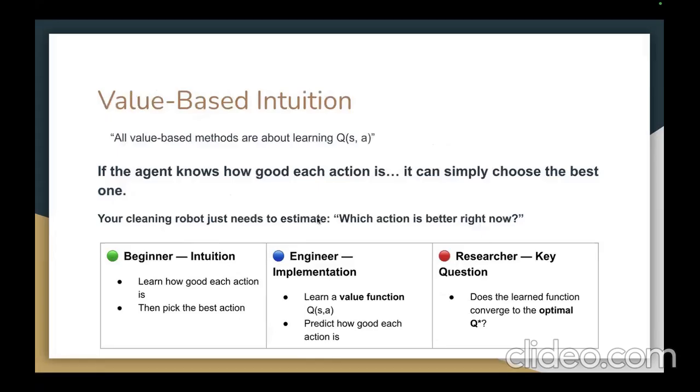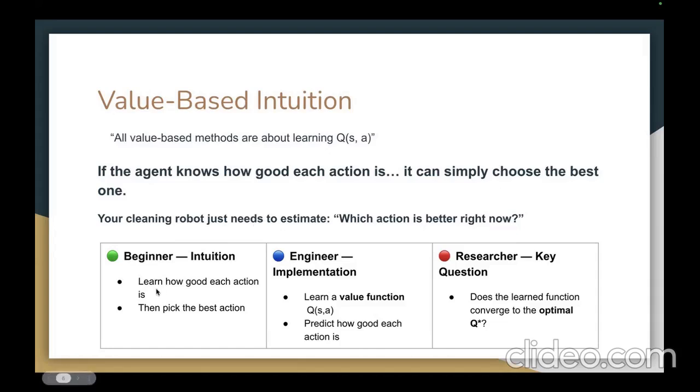And so, what is the intuition behind value-based methods? The key idea is that we typically want to learn a Q function. Basically, we try to estimate how good a state-action pair is. And the core idea here is that if the agent knows how good each action is, it may simply choose the best action. Your robot may just need to know what action is best right now. And that's it. So the problem becomes how can we estimate how good an action is? And basically, this will directly lead into Q-learning.